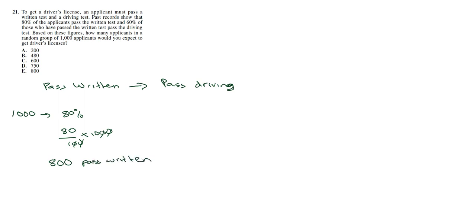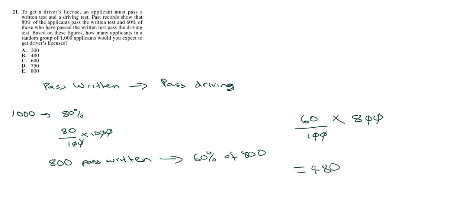And then to get the driver's license, you have to pass the driving. So 60% of 800 passed the driving test, which is going to be 60 over 100 times 800. So zeros out here, zeros out here. 60 times 8 is 480 applicants. 480 applicants will get a driver's license.